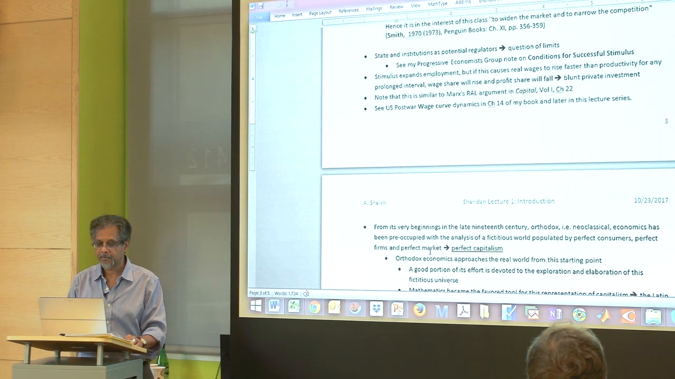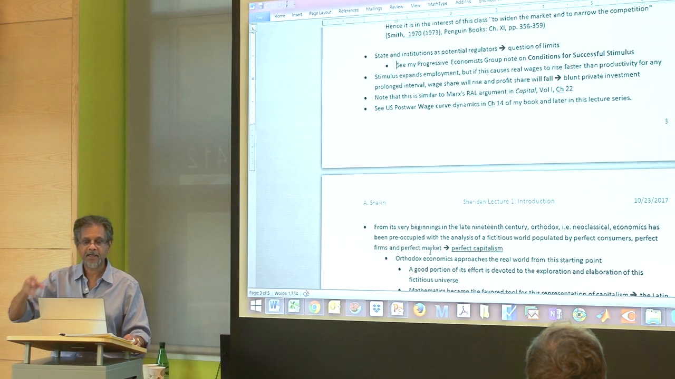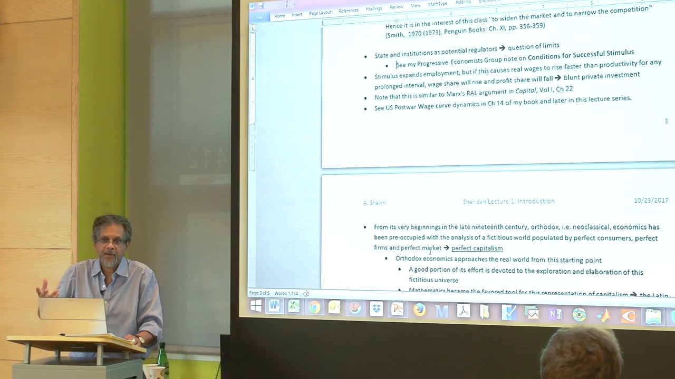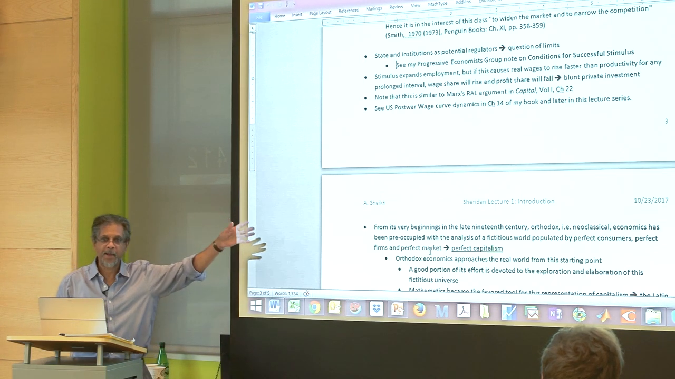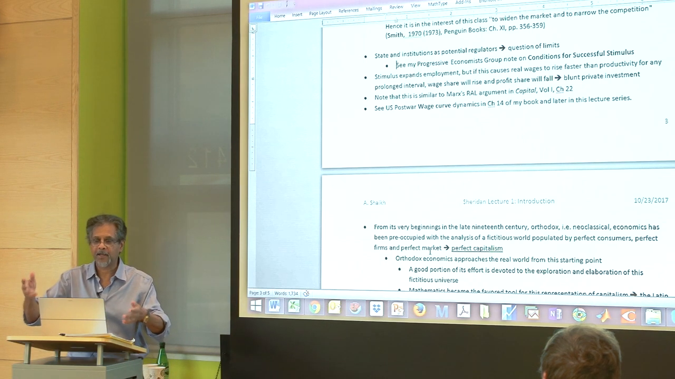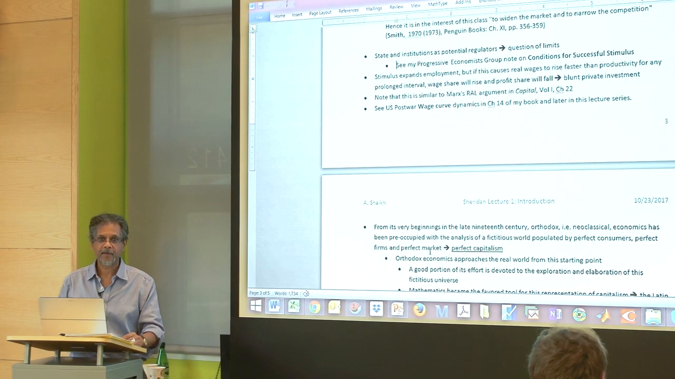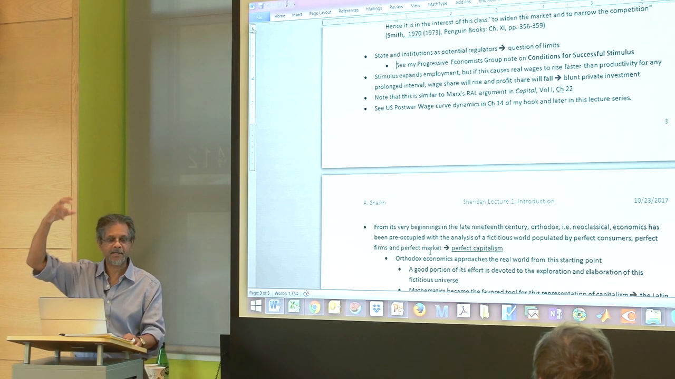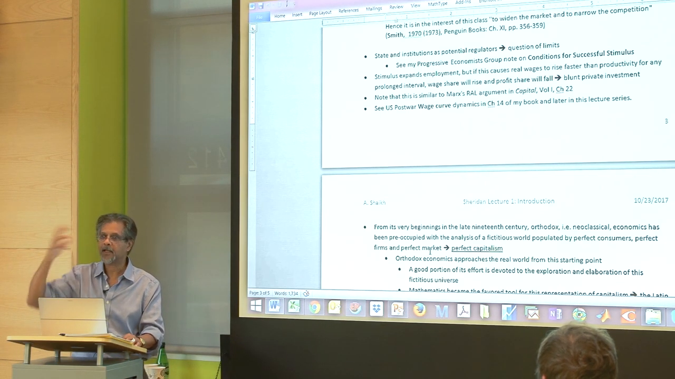Now, one more point here. The state and institutions are potential regulators of capitalism. So it seems like you can say, well, okay, I know it does all these bad things, environment and so on, but why can't the state just come in and tell capitalists, you can't do that? And that presupposes that the state is some kind of alien entity that came from outer space. Who the hell is a state?